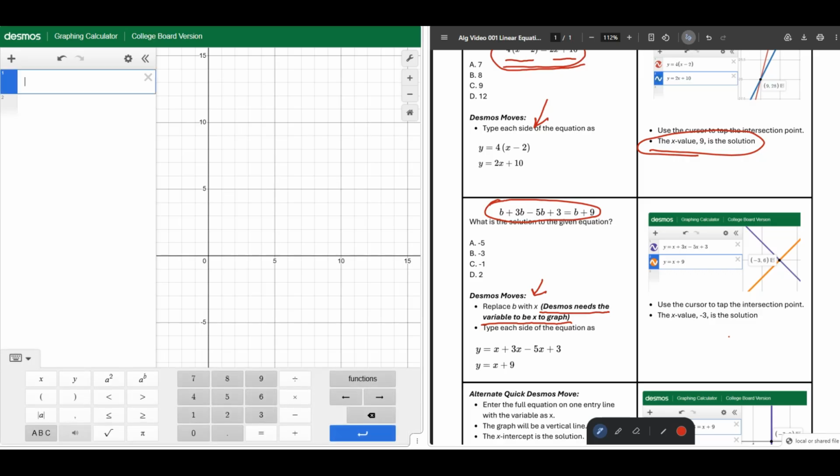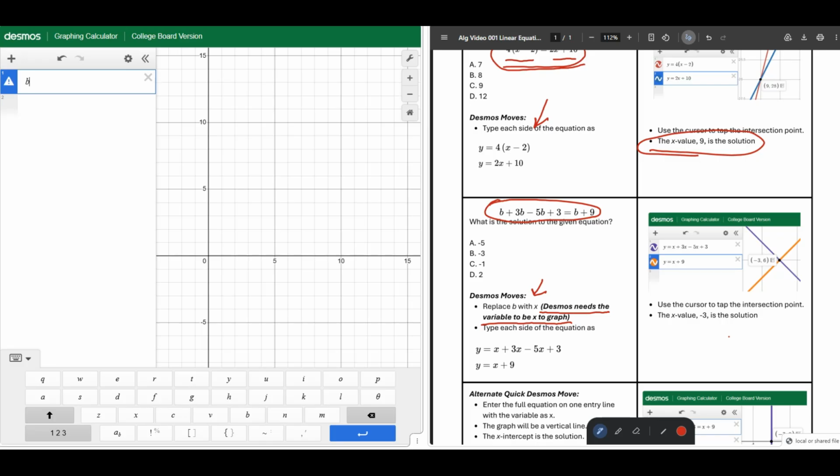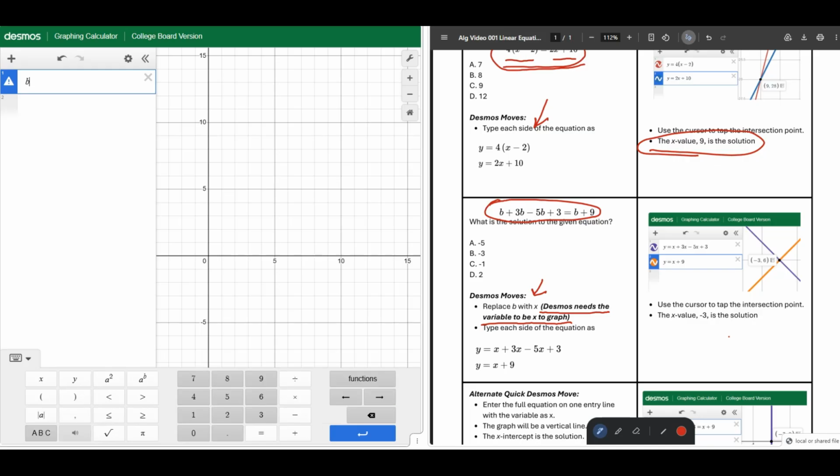If you come over here and start typing with the letter b, notice first off, it gives you a little warning triangle. But if you continue on and then you do plus, notice that it's still not wanting to graph for you. And then watch, it looks for you to add a slider. So Desmos will not graph if those variables are not the letter x. You're going to have to take time and exchange every variable b with the letter x.